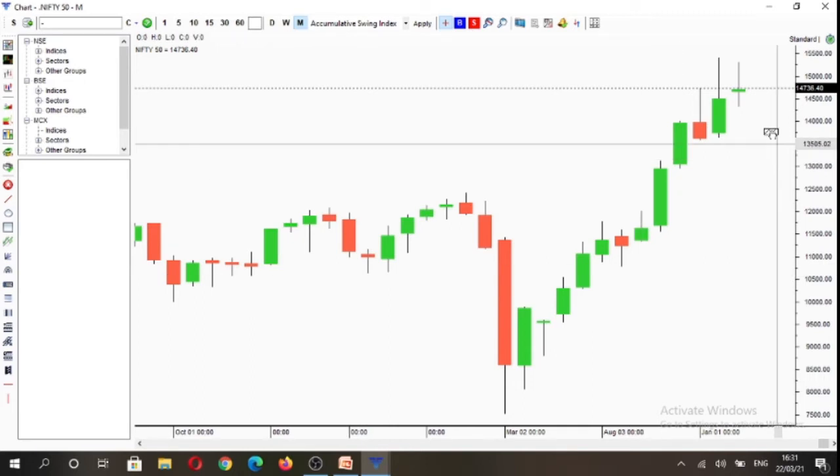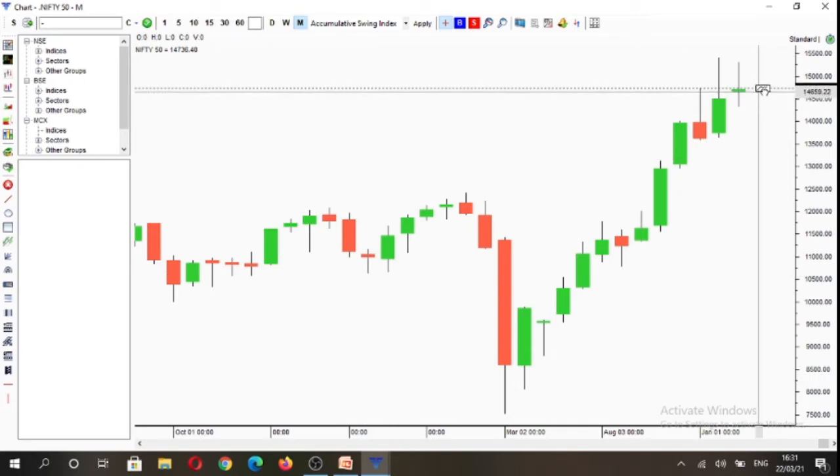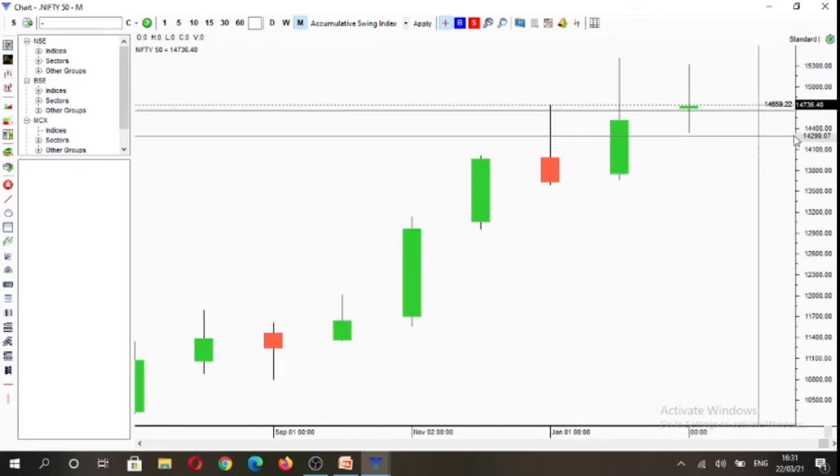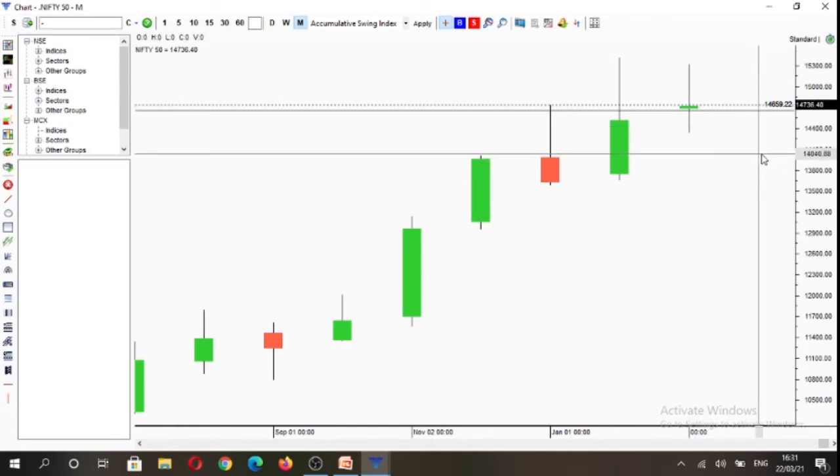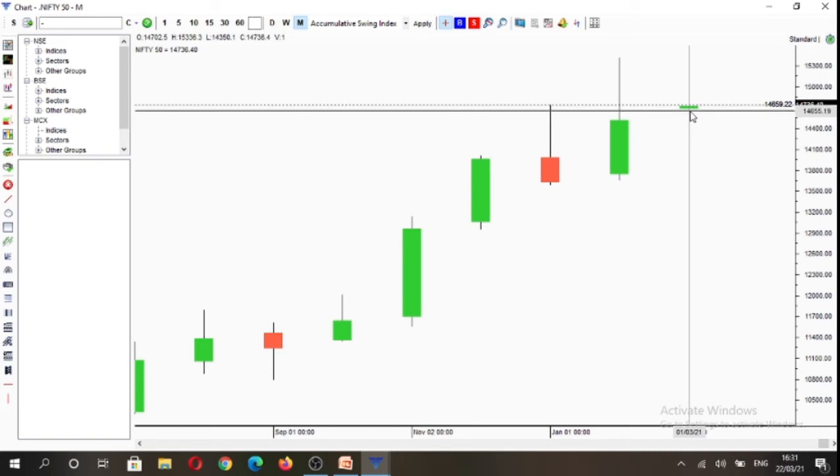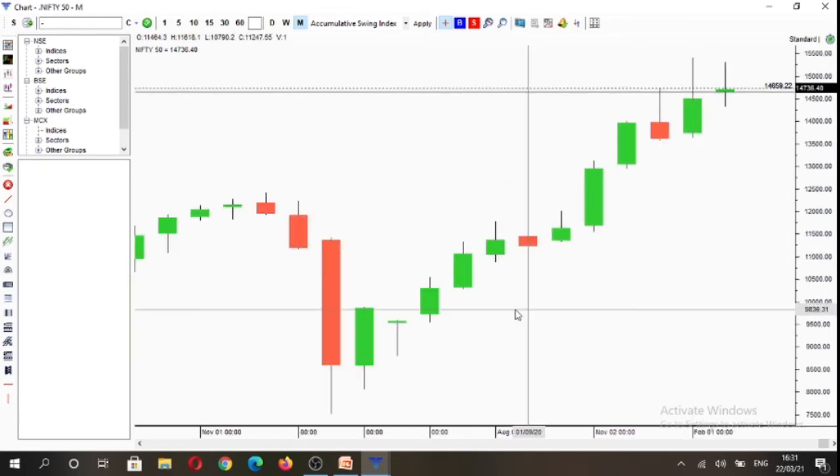If we analyze Nifty on multiple time frames, you will see that on the monthly time frame, so far we have formed an inside candle. So on the monthly time frame, both the buyers and the sellers are in an equilibrium at this point of time, and the opening print for this monthly candle was 14,702.5.